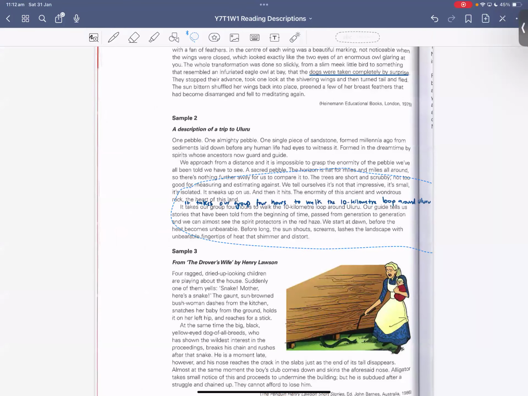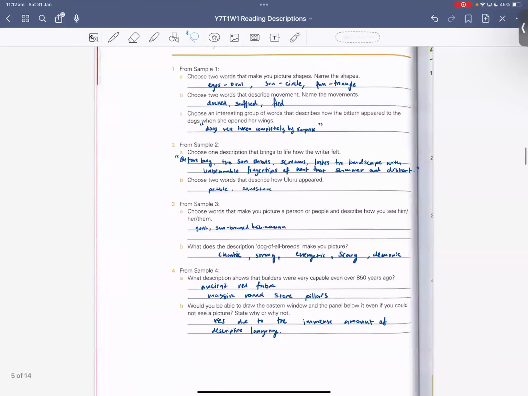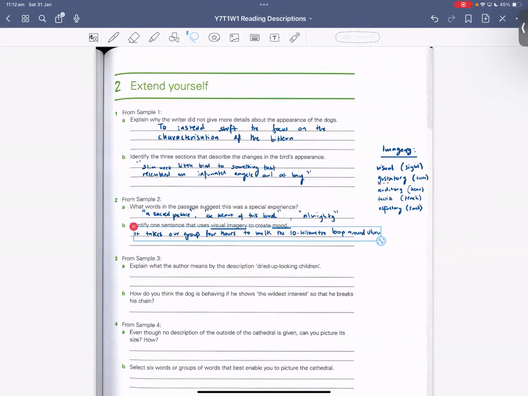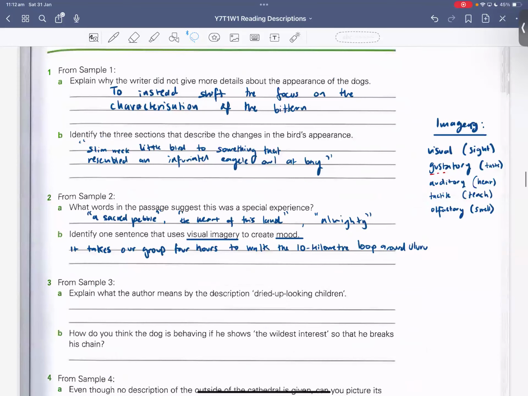The time is 11:12. Also, we wrote different types of imagery on the board, so you can write that down. We finish at 12. It's 11:12, so we have 48 minutes left. And this creates a tiring mood.